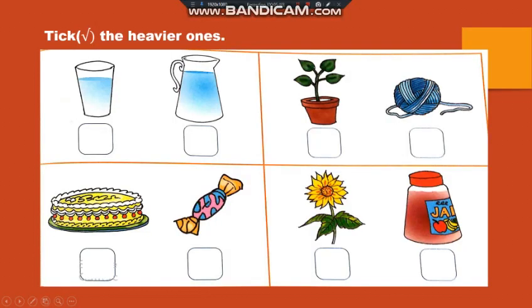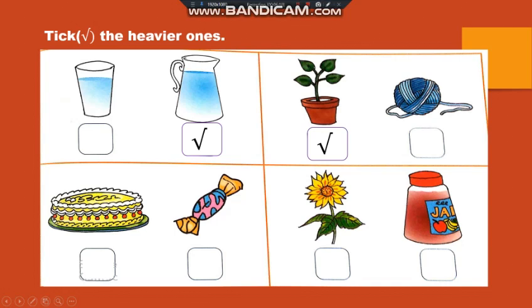See, in the next picture, again four pictures are given. In every picture two similar objects are given. First is a glass and another is a jug. The jug is heavier. The jug contains a large amount of water, that means heavier. Next picture, a plant and wool. The plant is heavier and the wool is lighter.